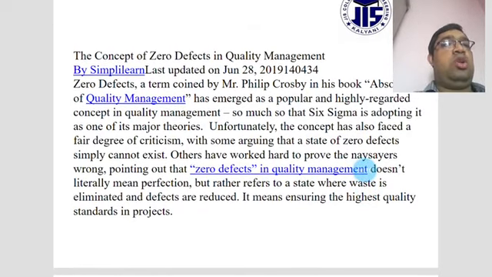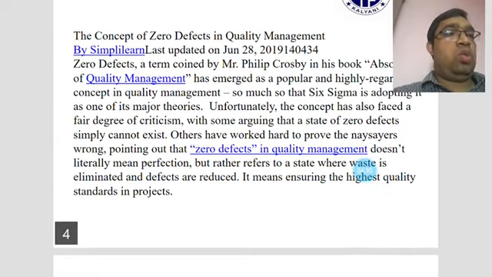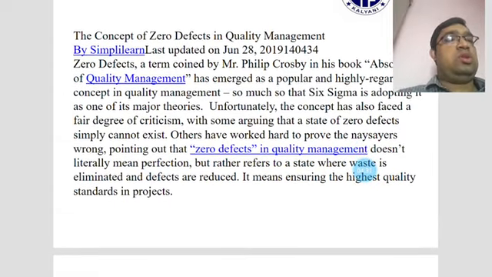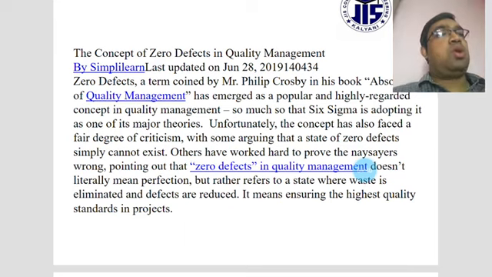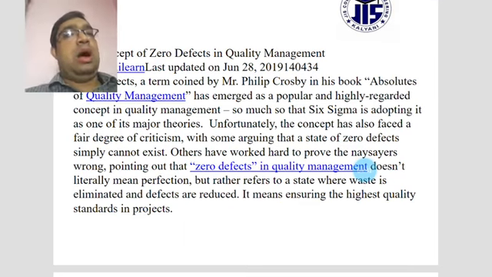but rather refers to a state where waste is eliminated and defects are reduced. Basically, you have to consider that waste is eliminated and defects are reduced. Sometimes, if your products have much waste, then your company will not be stable for a long time, because you have to concentrate on your waste product.